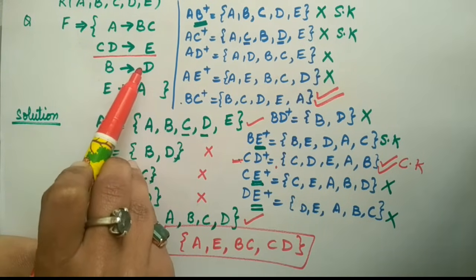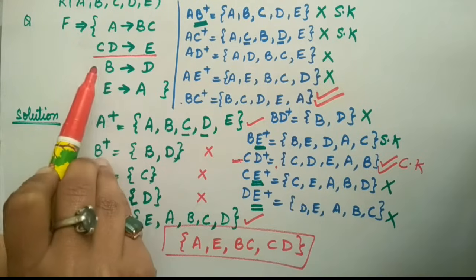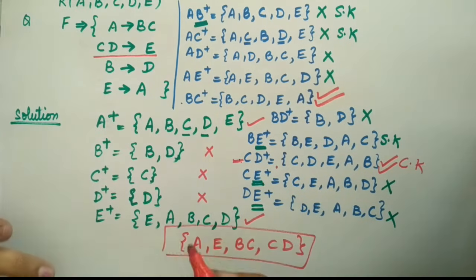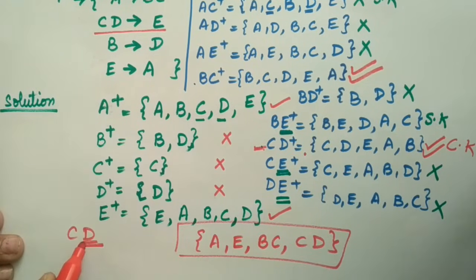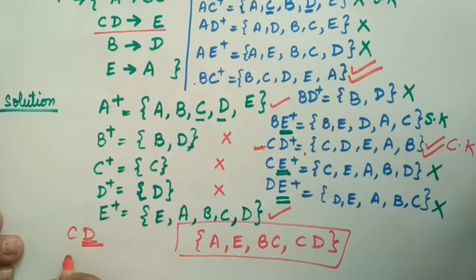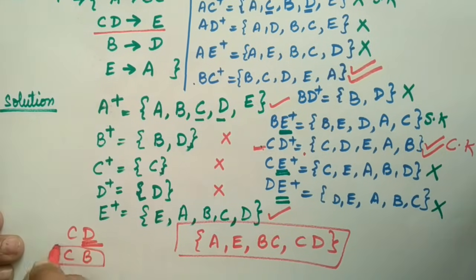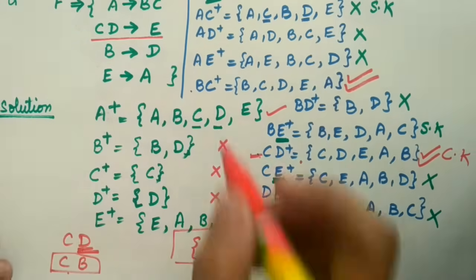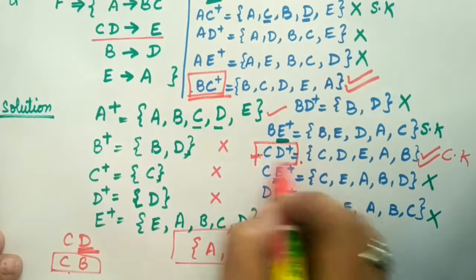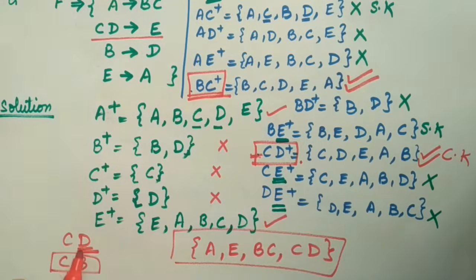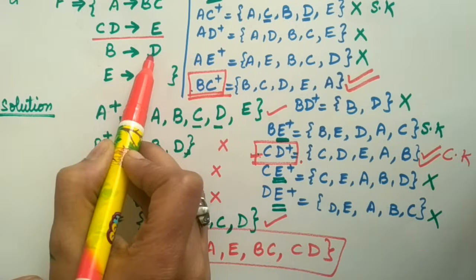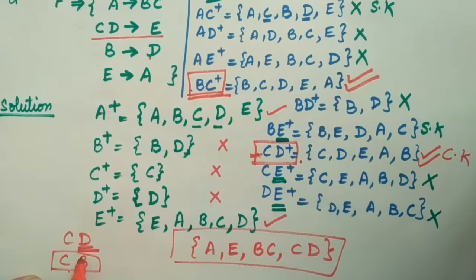D, I can reach D through B. B determines D. So CD is a candidate key and D can be replaced with B because B determines D. So CB will also be a candidate key, which I have done here. So BC and CD, because I have replaced D with B as I can reach D with B.